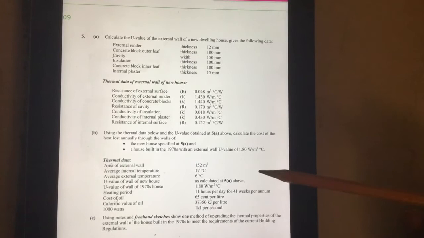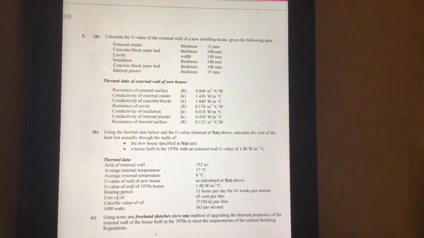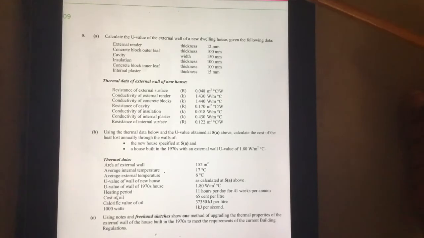Question B is similar to this one, or there's another type of option, and then question C is a modification or something to the existing building that could improve the U value. Now, for a U value, we're going to do a table, but first of all, you need to know what you're looking at. So for this case, it's calculate the U value of an external wall of a house, and you're given the following data.